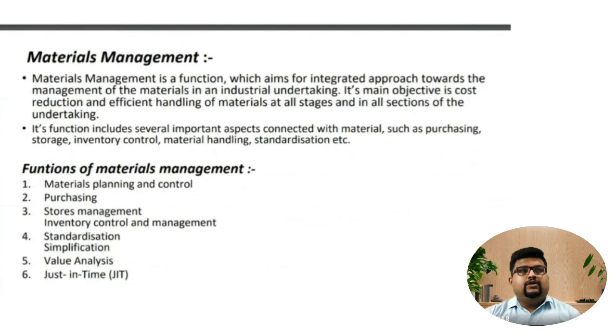The first slide of material management is that it is basically a function which aims for an integrated approach towards the management of materials as an industrial undertaking. Its main objective is cost reduction and efficient handling of materials at all the stages and in all the sections of the undertaking. For example, when a company or organization wants to buy material in a very large quantity, they get a good amount of negotiation with the vendor. Because of this negotiation, you get a good deal for that particular material, and your project becomes overall cost effective.